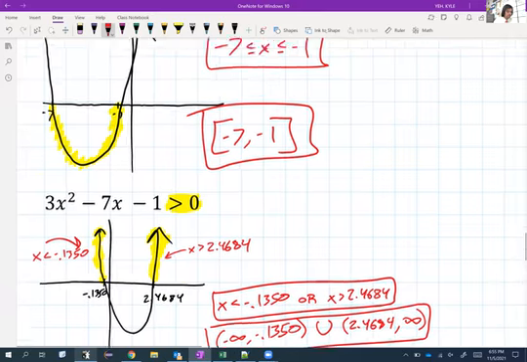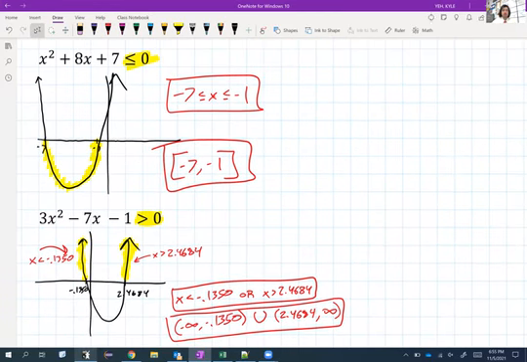So one variable inequalities throw people off a lot, but really all it is, pretend it's a 2 variable, graph it, and then answer what it's asking. For that top one, where is it less than or equal to 0? Anywhere below the x-axis, so between -7 and -1. For the second one, where is it greater than 0? Anywhere above the x-axis. So in this case, less than negative 0.1350 or greater than 2.4684.